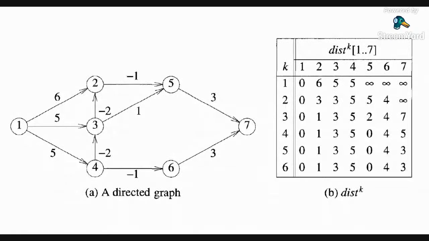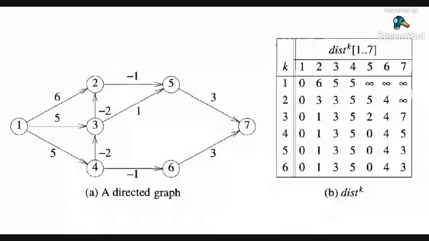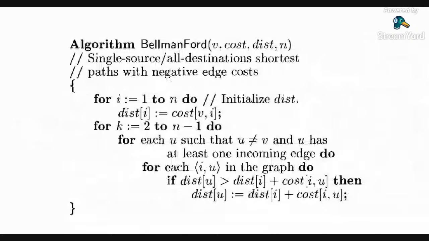Now just look at the algorithm. What we are doing in that algorithm: this for loop is clear, which is running from 2 to n minus 1. Now, for each u such that u is not equal to v, meaning u should not be the source vertex. So which vertices are we talking about? This 2, 3, 4, 5, 6, 7. This should not be equal to the source vertex. That is the first condition. And the second condition is that u has at least one incoming edge. So we will perform this for that u.